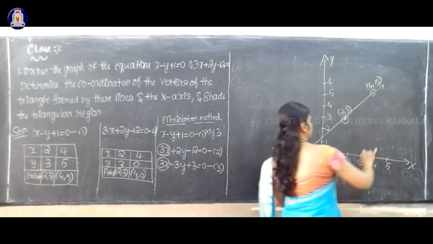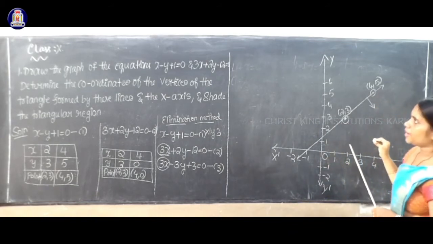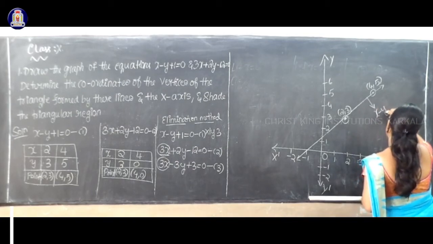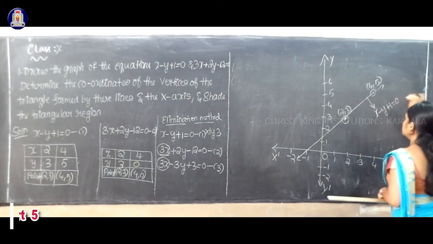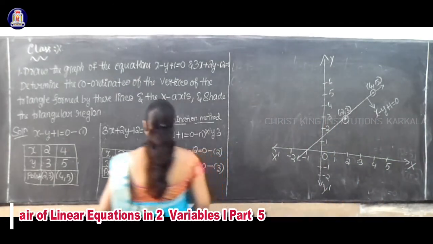Okay. So what is the equation of this line? Equation of this line is given by x minus y plus 1 equal to 0. Okay. So in the same way, we'll plot the graph of the second table.